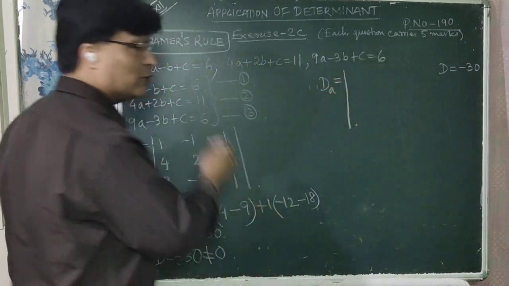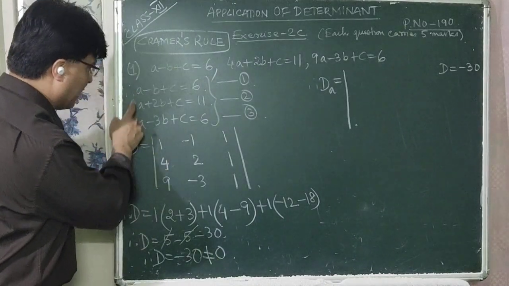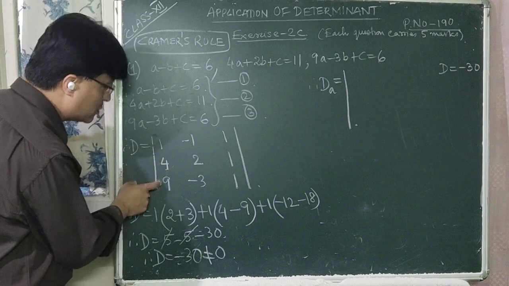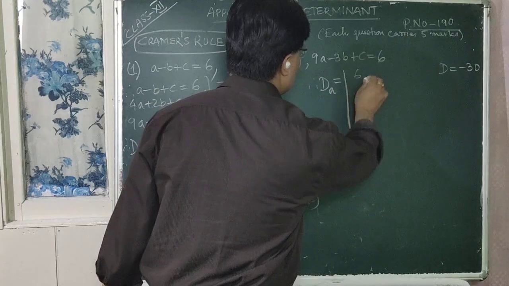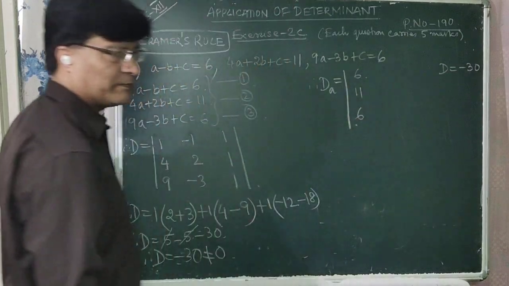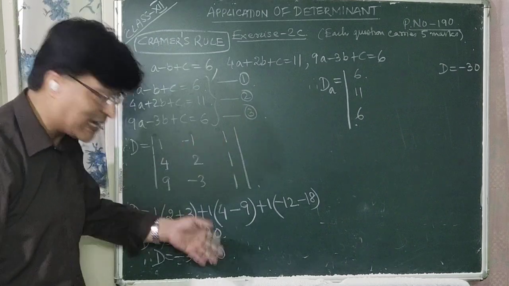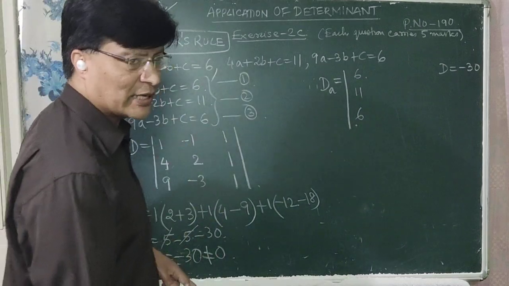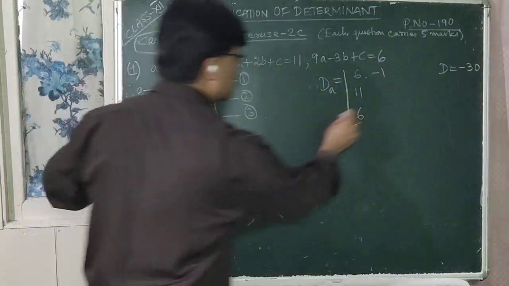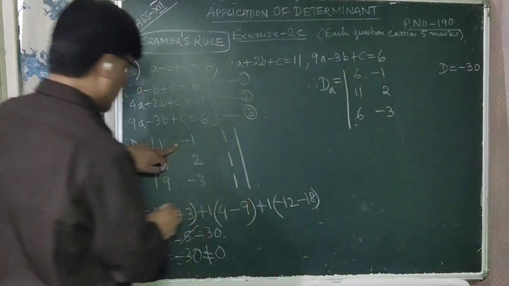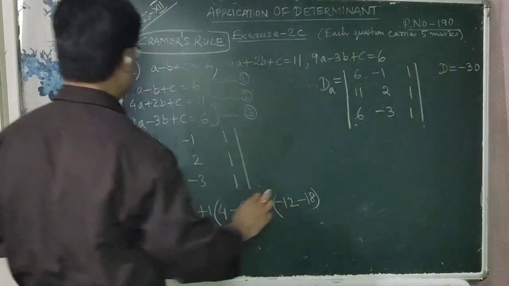So with the help of DA you can get the value for A, isn't it? So this first column are the coefficients of A, right? Now this first column should be replaced by the constants 6, 11, 6, keeping the second column and the third column the same. So it is minus 1, 2, minus 3, and then 1, 1, 1, right?